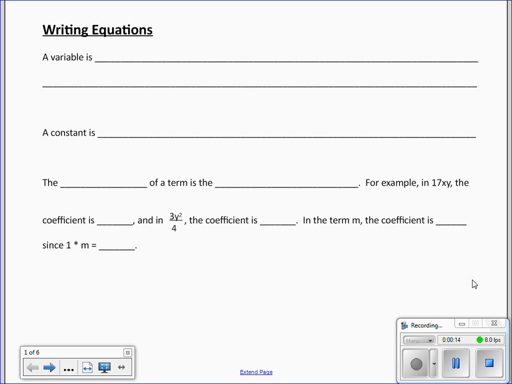So first off, a variable. A variable is symbols used to represent unspecified numbers or values. Things we don't know, we use variables to represent them. Usually our variables are letters, but they could be anything, that's why we call them symbols. And remember, if I'm reading these too fast for you right now, go ahead and pause the video, finish copying the definition, and then hit play when you're ready to go.